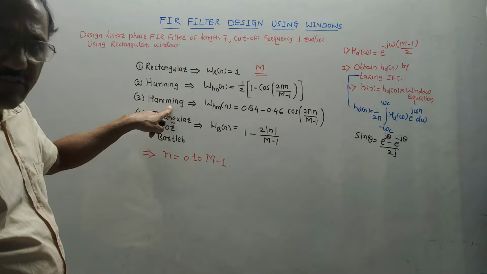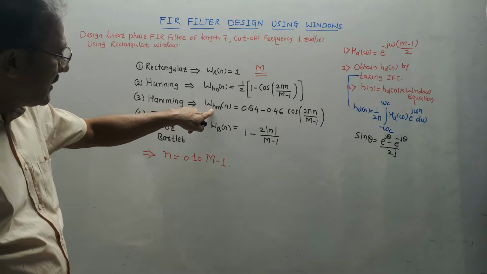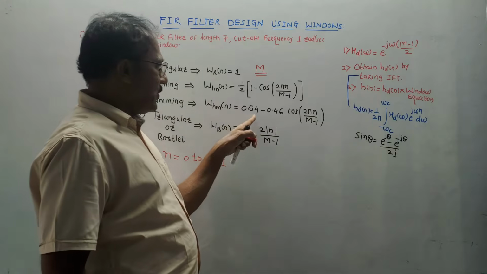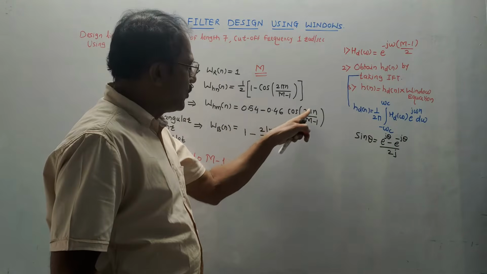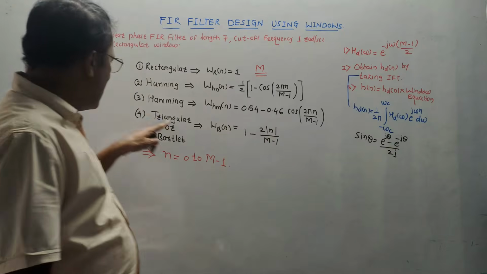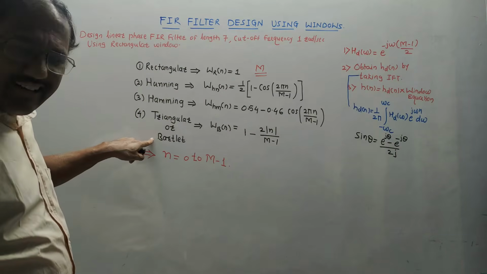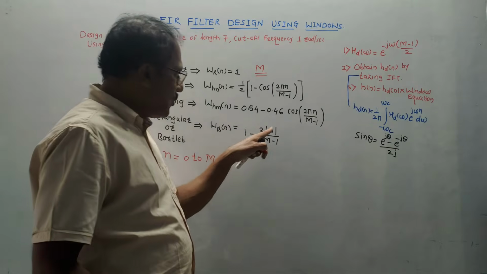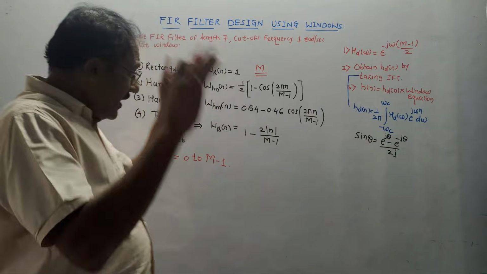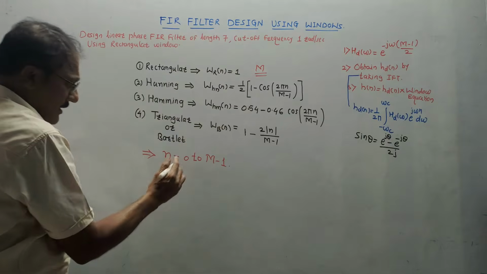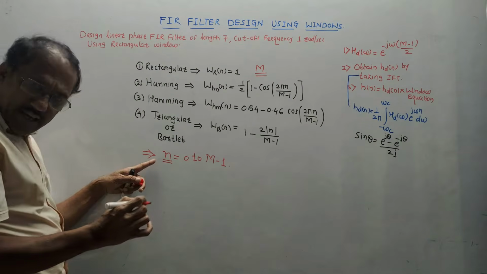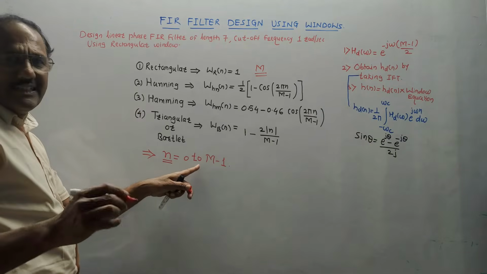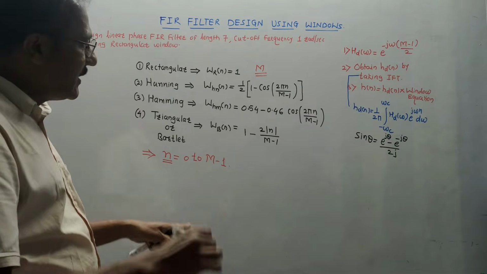Next is the Hamming window. Notation is WHM of n. This is the formula: 0.54 minus 0.46 cos of 2 pi n upon m minus 1. And last is the triangular or Bartlett window. Notation is WB of n. Formula is 1 minus 2 mod n upon m minus 1. In all calculations, the range of the variable n varies from 0 to m minus 1, where m is the order of the given filter.